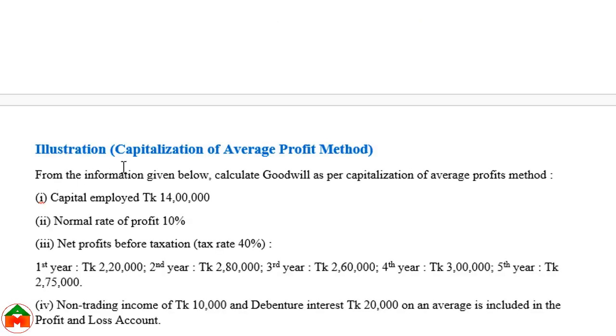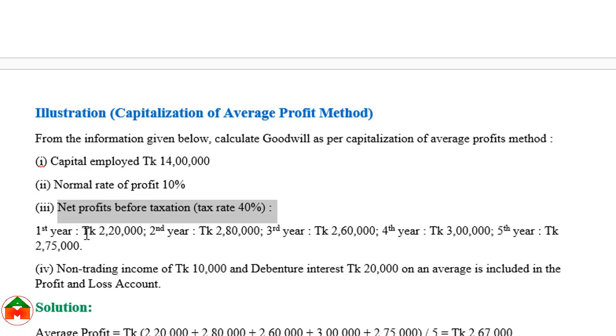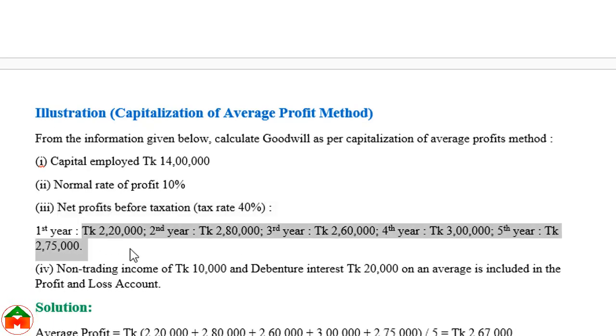Here we can see there is an illustration on capitalization of average profit. From the information given below, calculate goodwill as per the capitalization of average profit method. The amount of capital employed is 14 lakh, normal rate of return 10%, net profit before tax 40%, and these are the profits of 5 years.